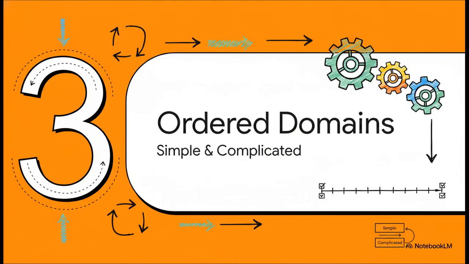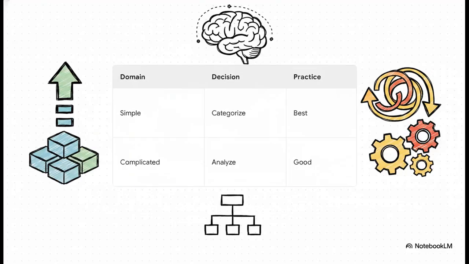Section 3, navigating the ordered domains. Time to look at the right side of the map. Let's explore those actionable domains now. The right side of the Cynefin framework is the world of order. In these domains, there's a clear, linear relationship between cause and effect. Basically, the same thing will happen the same way twice.